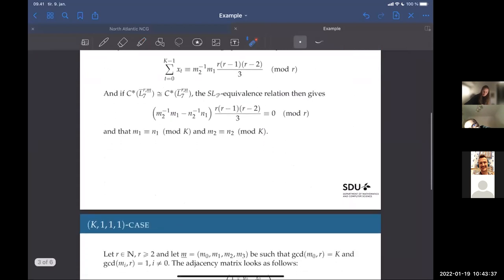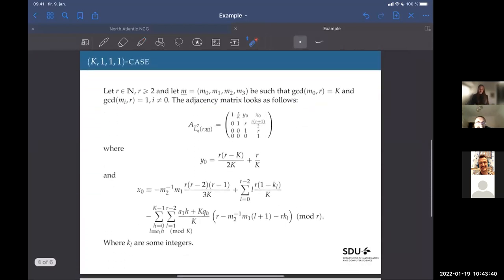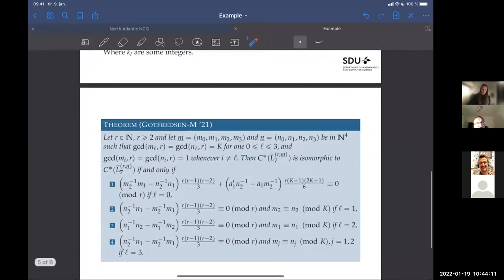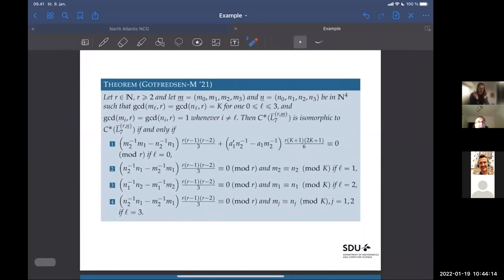Let me show you one more example. Here we are in the case where the greatest common divisor between M0 and R is K. And then we only have this 4×4 matrix because we have to remove these vertices to correct it. And here again, we get a similar expression. But we cannot do the same trick when we want to find the invariant because we don't have all these XIs to sum up. So here we actually needed another procedure to find an invariant.